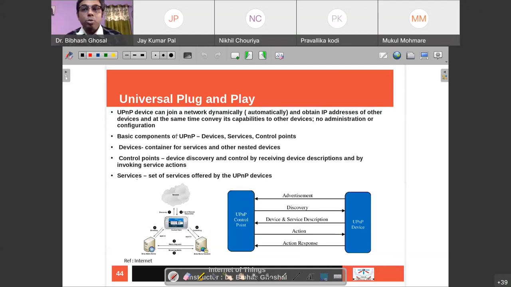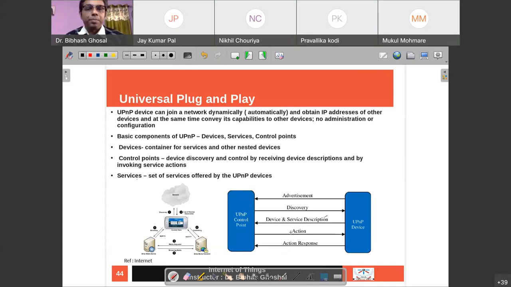So there is no configuration required. Okay. You connect it, no administration required. So this is the way things will be. And as you see here, the device will advertise itself: well, this is me and I want to join. And this control point will be maintaining the device description, etc. Then once the device has been identified and the registry is maintained, you start communicating by action and response. This is called universal plug and play.